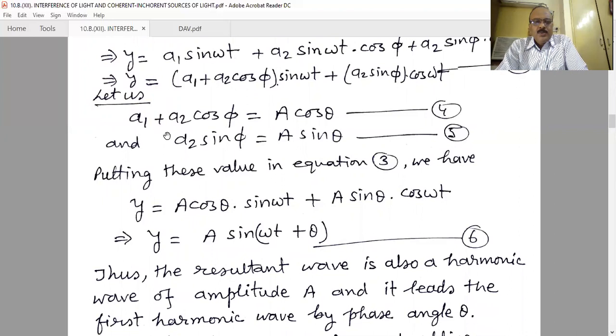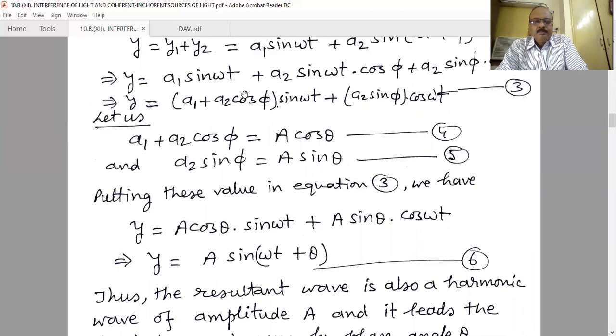Now let us suppose this term, a1 plus a2 cos of phi, is equal to capital A cos of theta, and a2 sine of phi is equal to capital A sine of theta. After that we can find out what is A and what is theta with the help of these two equations.